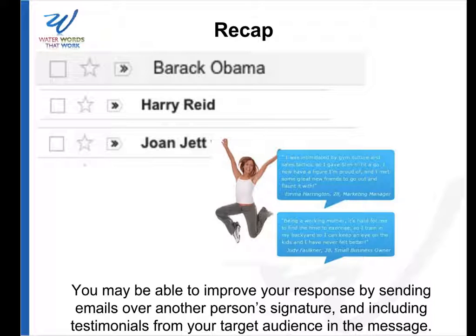You may be able to improve your response by sending emails over another person's signature, somebody that they look up to, and definitely try to include testimonials from your target audience in your email about how great the work is that you do and how glad they are to be a part of it.